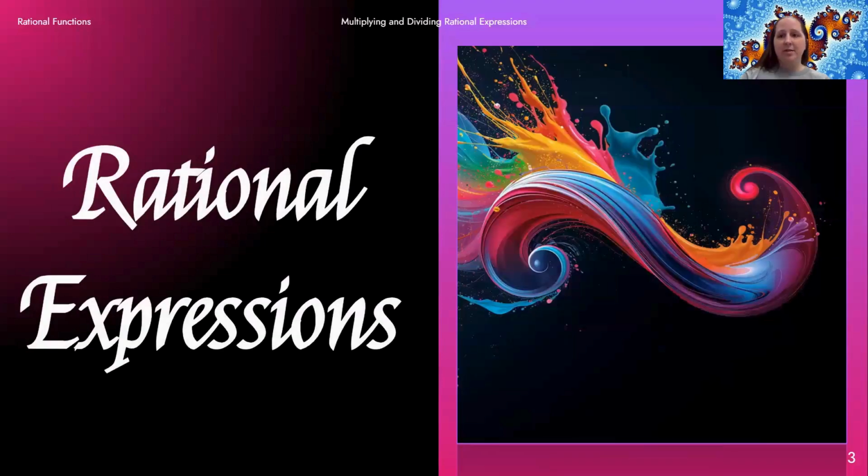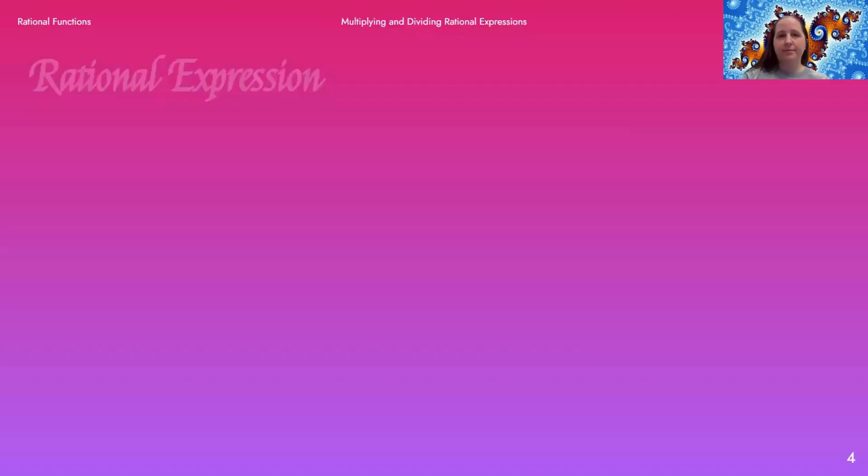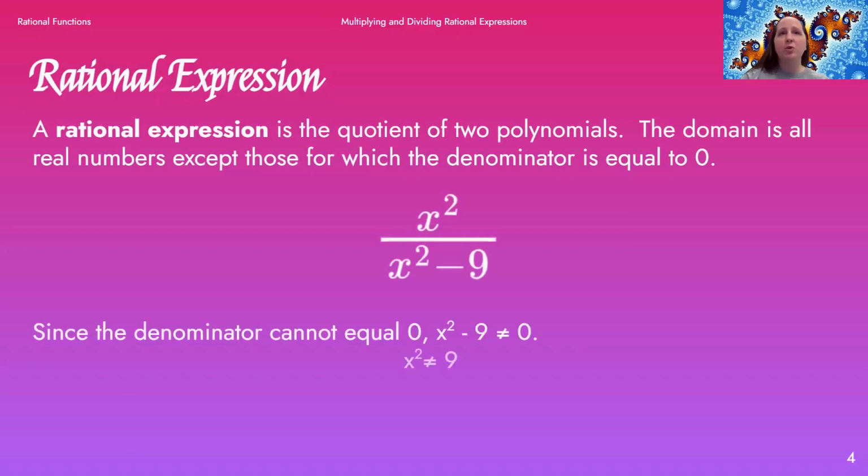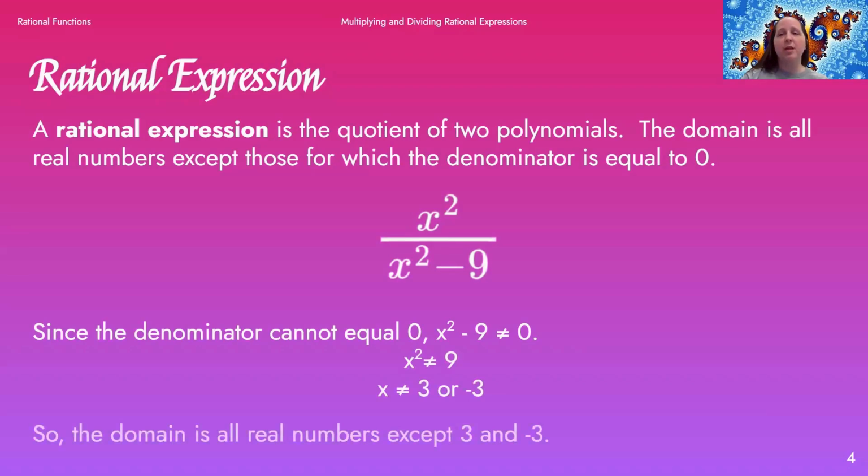Rational expressions. A rational expression is the quotient of two polynomials. The domain is all real numbers except those for which the denominator is equal to 0. So x squared divided by x squared minus 9: since the denominator cannot equal 0, x squared minus 9 cannot equal 0. So x squared cannot equal 9, which means x cannot equal 3 or negative 3. So the domain is all real numbers except 3 and negative 3.